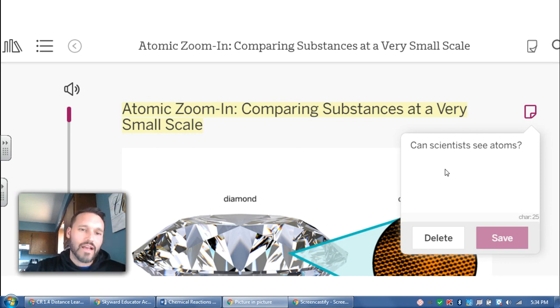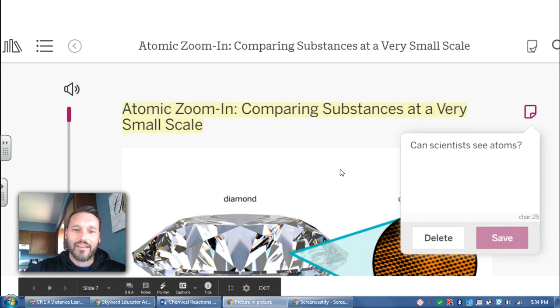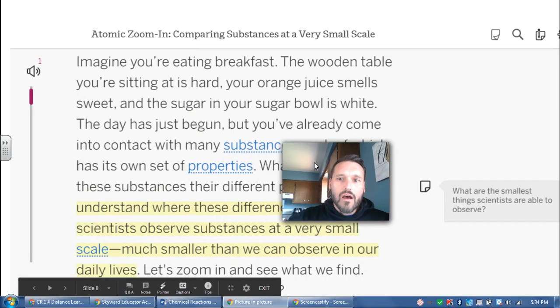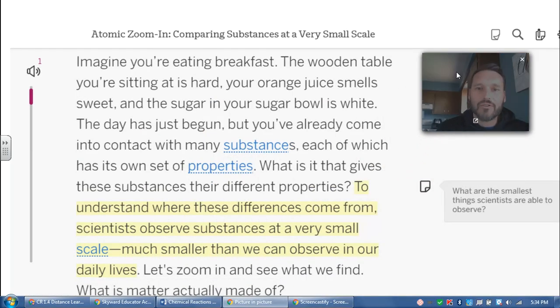From what I talked about just a couple minutes ago, you probably can think about the answer to that, but that's a really good question. Like, how small is a single atom?